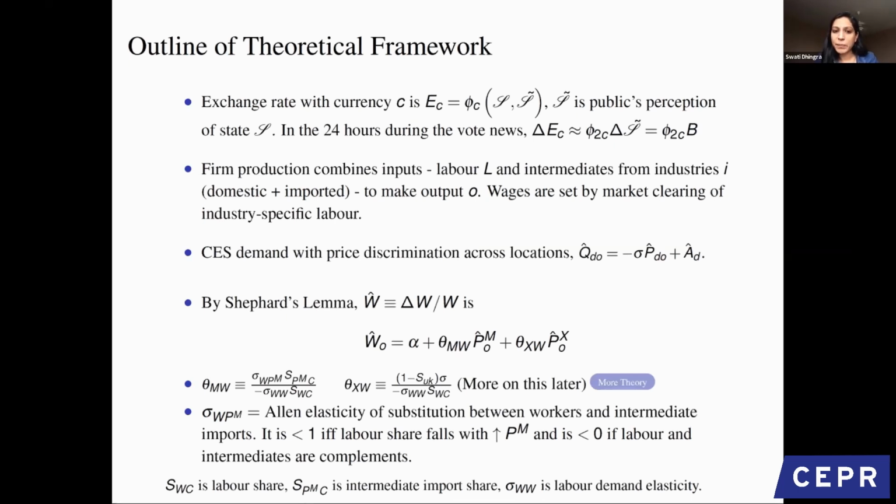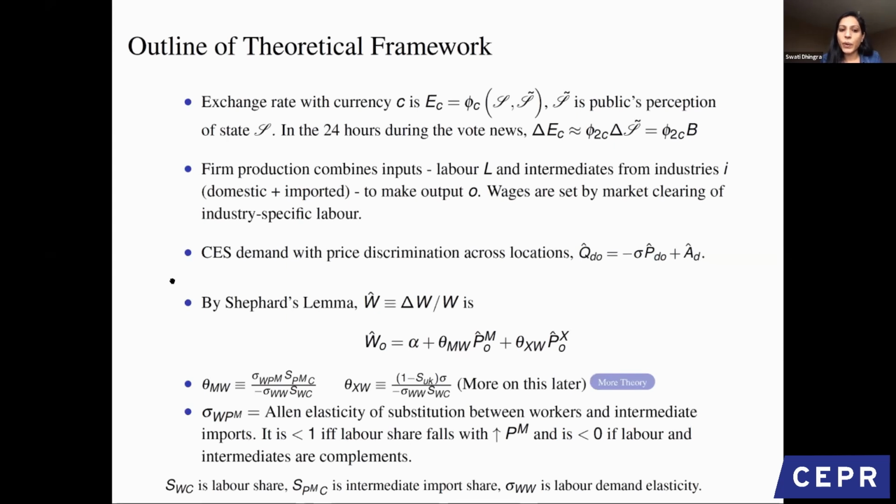Wages are going to be set by market clearing industry specific labor. So which is to say, you should be thinking of this more like a specific factors model. And later I'm going to show you some evidence suggesting that there weren't any really big shifts happening in terms of employment. So a specific factors model is actually a good way of thinking about these things.